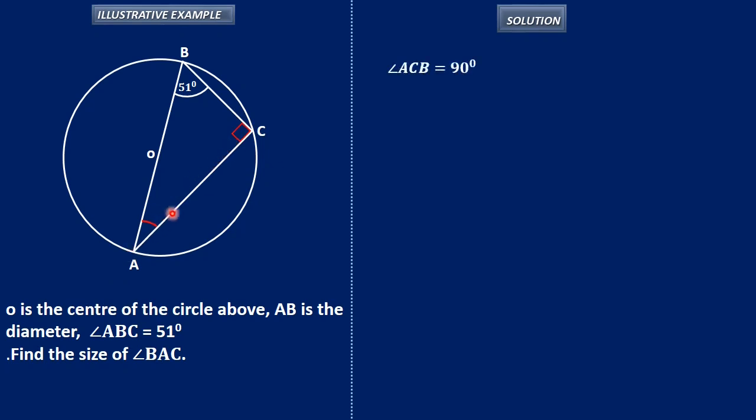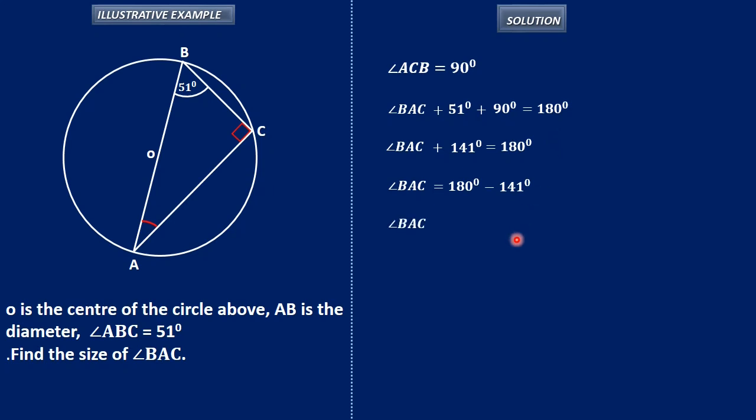So angle ACB is 90 degrees. And the sum of the interior angles of a triangle is equal to 180 degrees. So angle BAC plus 51 degrees plus 90 degrees should give us 180 degrees. So angle BAC plus these two angles, 51 and 90, will add up to 141 degrees. And it should be equal to 180 degrees. 141 crosses the equal to line to subtract. And finally, angle BAC is equal to 39 degrees.